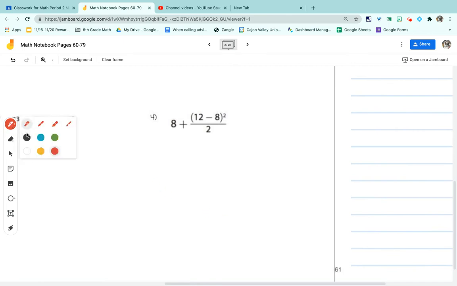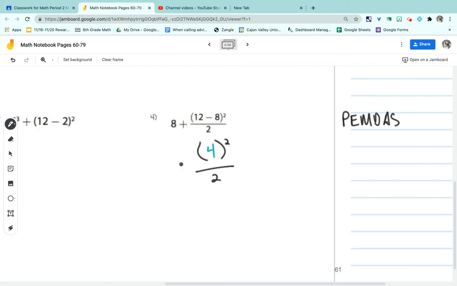I want to take a look at this one too, because this one was pretty complex. I'll leave the others for you guys. Again, I'm going to write this on the side. If this helps you, don't stop yourself from writing it on the side. I think that helps me quite a bit. Parentheses is first. Looking at this expression, I do see parentheses. I see 12 minus 8 inside parentheses right there. So that's what I'm going to do first. 12 minus 8 is 4. So I have 4 to the second power divided by 2 plus 8.